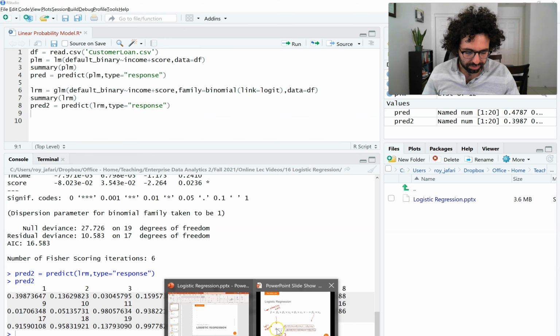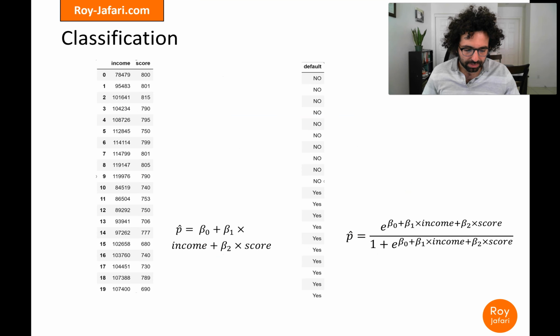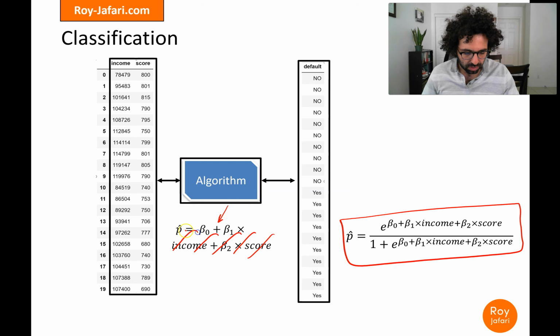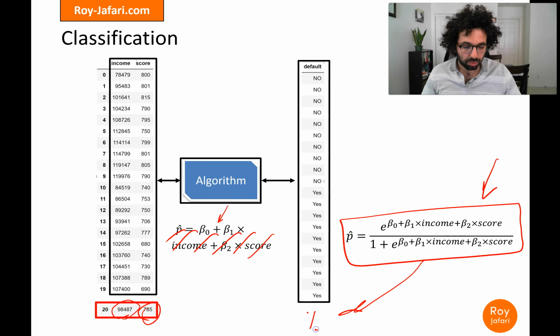All right, so that was logistic regression, and instead of using a linear probability model, we are using this function to be estimated. Once we find the betas for this equation, we use these values for income and score in here, and then it gives us a probability value, which is very meaningful for decision making.